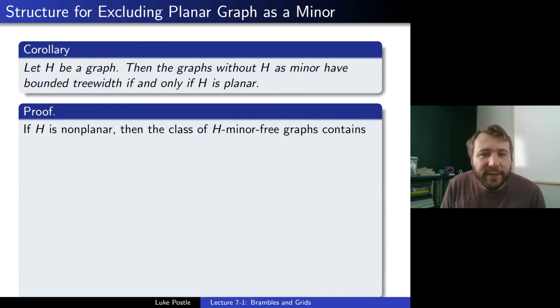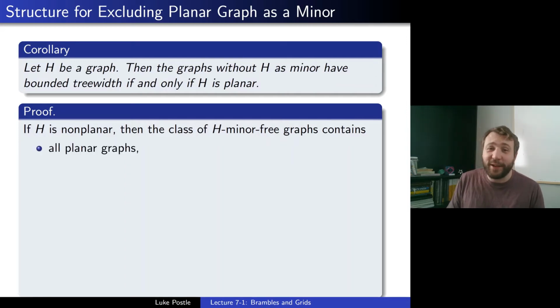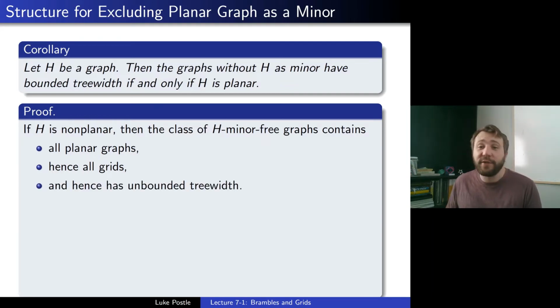So let's prove this. Why? First let's do the direction that if H is non-planar, then we'll show they have unbounded tree width. So the class of H minor free graphs contains, maybe pause and think about why this is obvious. Well, it contains all planar graphs, right? If H is non-planar, then you can't get an H minor if you're a planar graph. And so you contain all planar graphs, you contain all grids, all the k by k grids, and hence you'd have unbounded tree width in this class. So that one's kind of obvious.